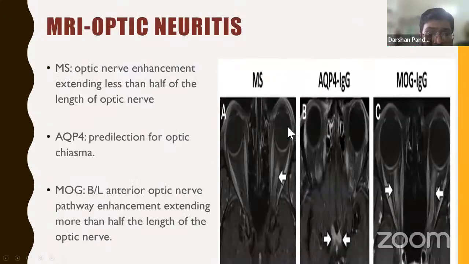For optic neuritis in comparison, in MS there is less than 50% of the nerve involved, and usually the middle and posterior part of the nerve is affected. In NMO, there is predilection for the optic chiasm and more than 50% involvement. And in MOG, there is bilateral anterior involvement, with more than 50% of both optic nerves usually affected.